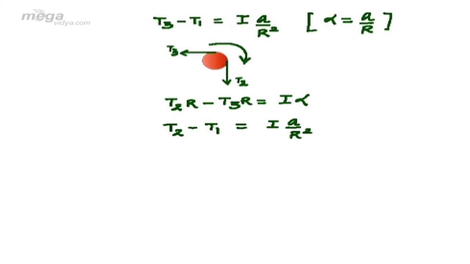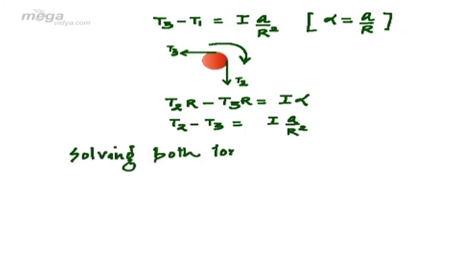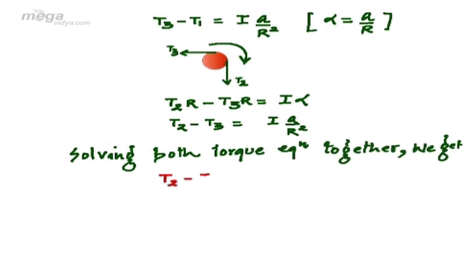Solving both the torque equations together, we get T2 minus T1 will be equal to 2I upon R square multiplied by a.